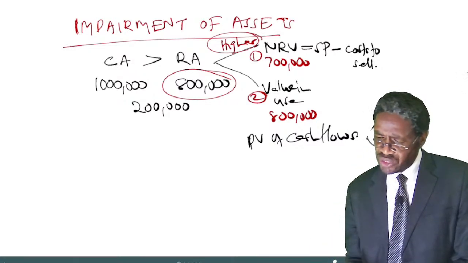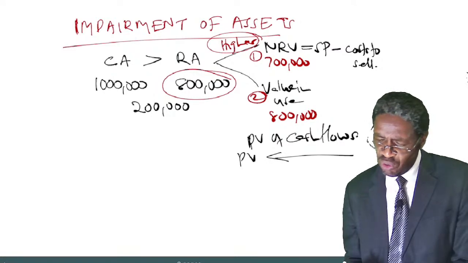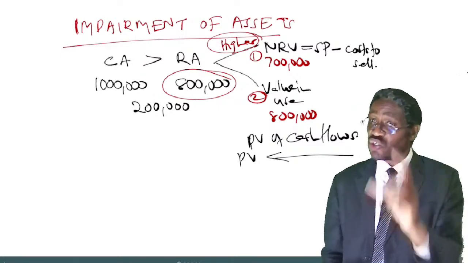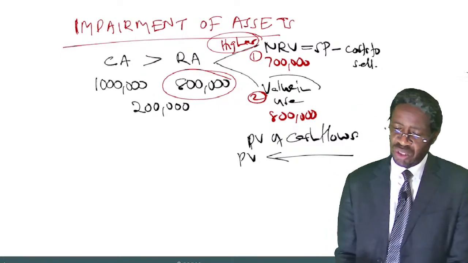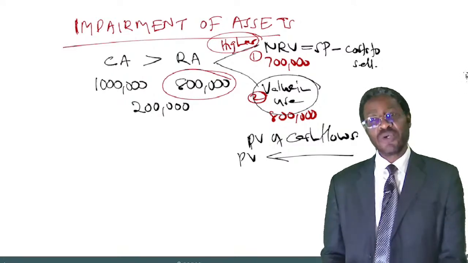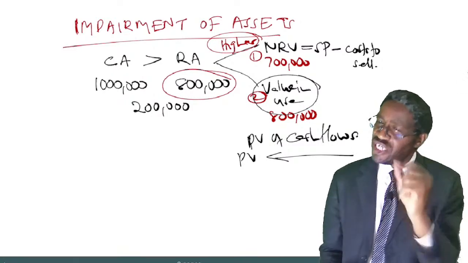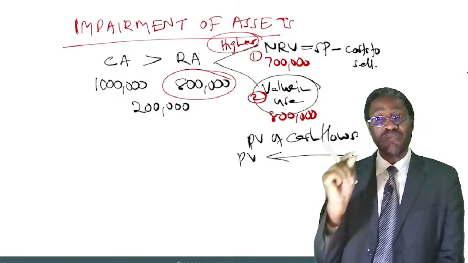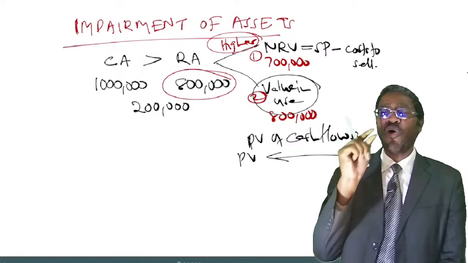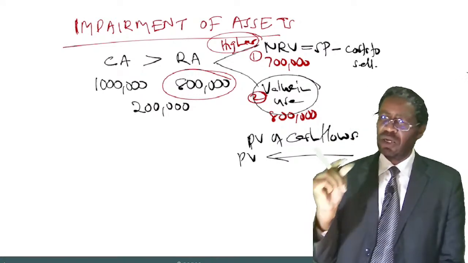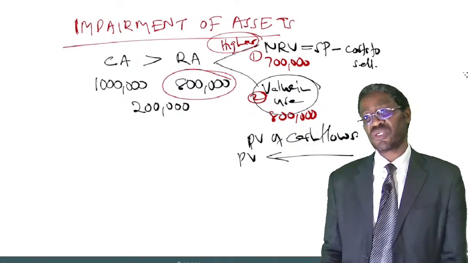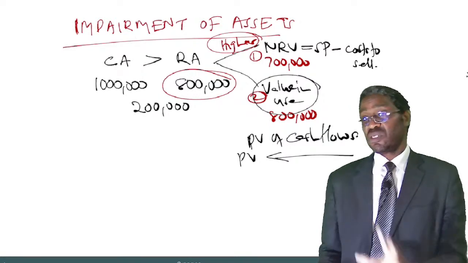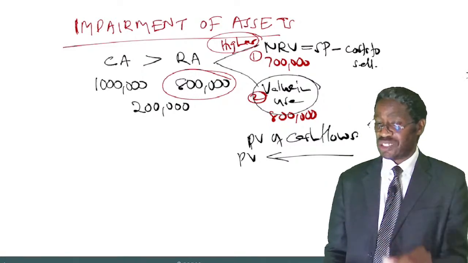All those cash flows, if you get the present values of those cash flows, what you get now is what we call the value in use. So we normally define the value in use of an asset as being the present value of all the estimated future cash flows that will be generated from the continuous use of that asset. Get the present values of all those cash flows. Now listen.